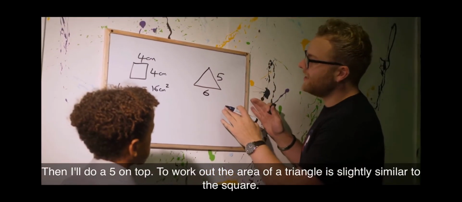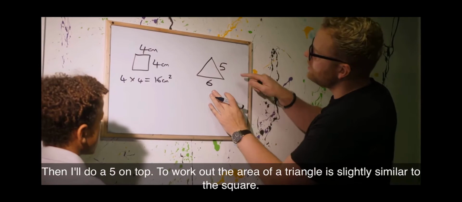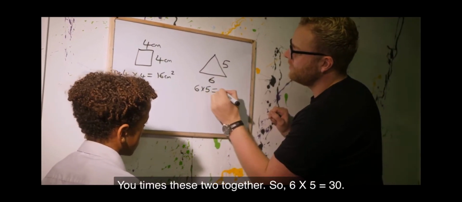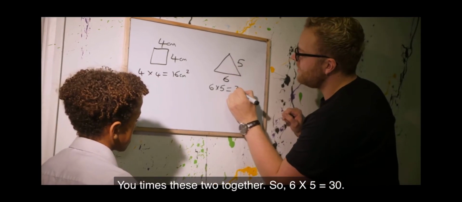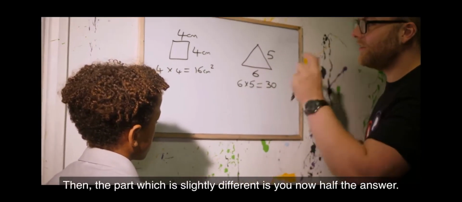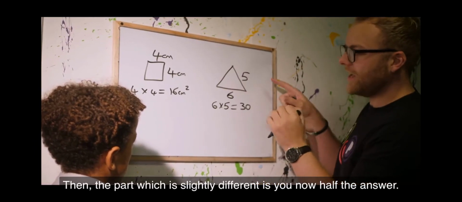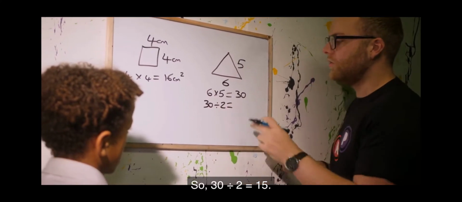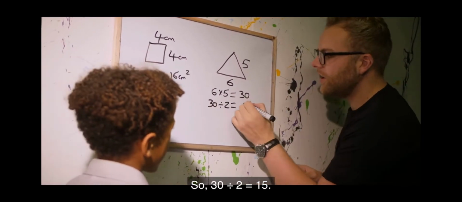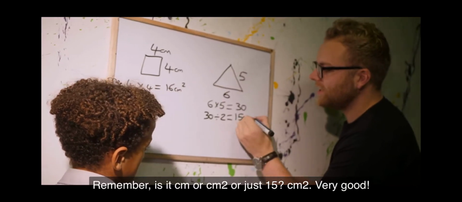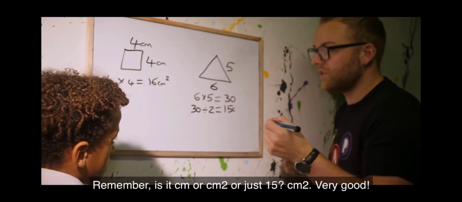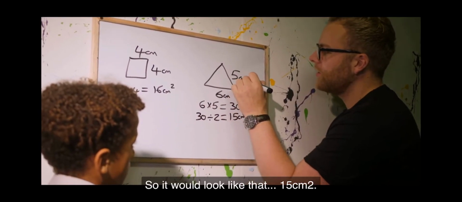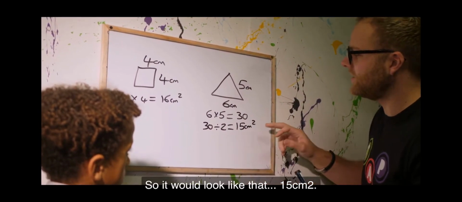Now, what you do is a little bit like the square, you just times these two together. So it goes 6 times 5, so what's that? 30. Good, and then the only thing that's a little bit different is you now half that number. So it will go 30 divided by 2 equals, so what's half of 30? 15. Good. And just remember, is it centimetres squared or centimetres, or just 15? Centimetres squared. Very good. So it would look like that as the end result. So it'd be 15 centimetres squared.